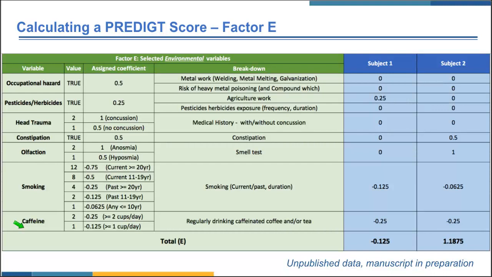Well, for subject 2, although he or she doesn't have any exposures, and doesn't have head trauma, this person does have a constipation problem. And also, the smell test score was so low, we think he has lost his sense of smell. And for smoking, he briefly smoked, below 10 years, so there's a little bit of protective factor, but not a lot. But he also drinks coffee or tea over 2 cups a day. So because of the loss of sense of smell and constipation, this risk score is much higher than subject 1. This score is above 1.